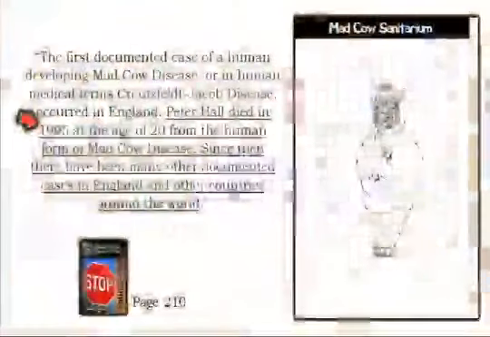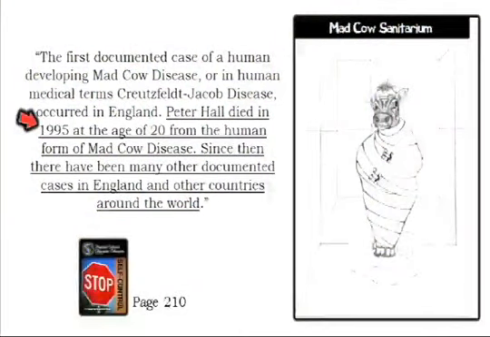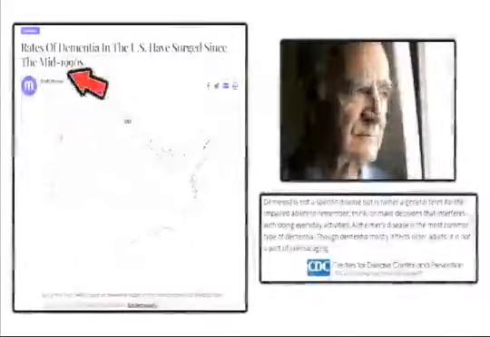It says the first documented case of a human developing mad cow disease, or in human medical terms, Creutzfeldt-Jakob disease, occurred in England. Peter Hall died in 1995 at the age of 20 from the human form of mad cow disease. Can you put up the next slide? Because I want people to visually see this. Peter Hall died in 1995 at the age of 20. Okay, 1995. Now, go to the next slide, because I want you to see an interesting fact about the human brain.